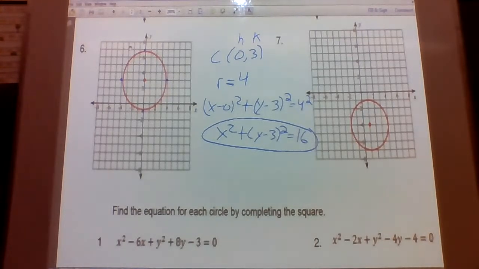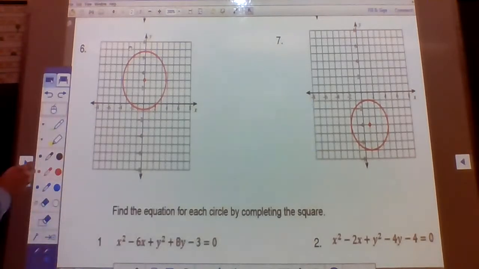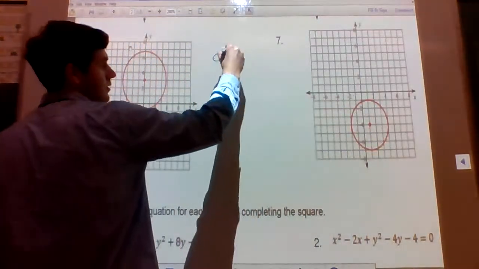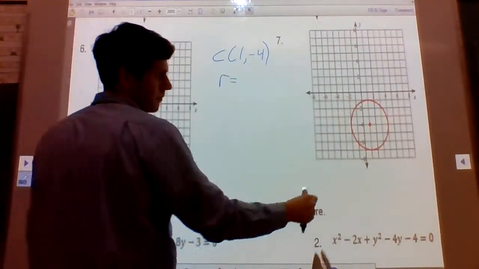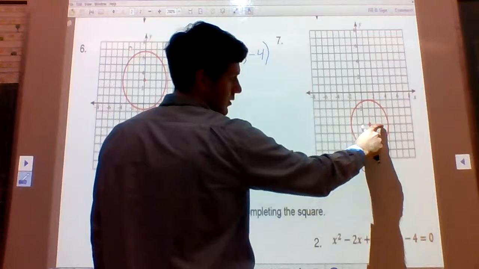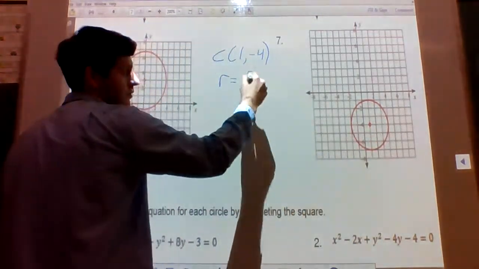All right, well, we got one more. This one's a better one. So the center of this circle looks like it's 1, negative 4. Over 1, down 4, so 1, negative 4. Scale is 1. Each line is 1 unit. So 1, 2, 3. 1, 2, 3. Our radius is 3.